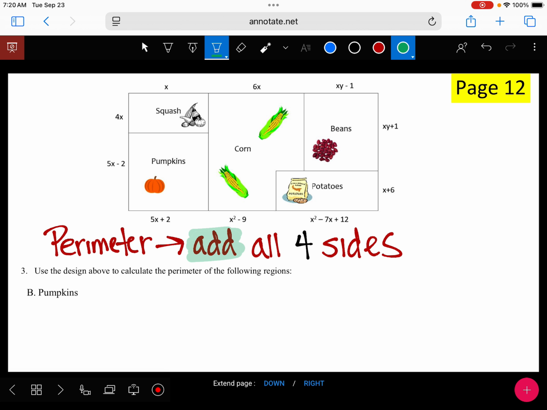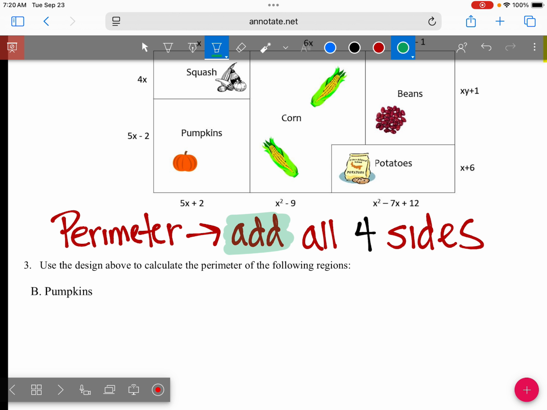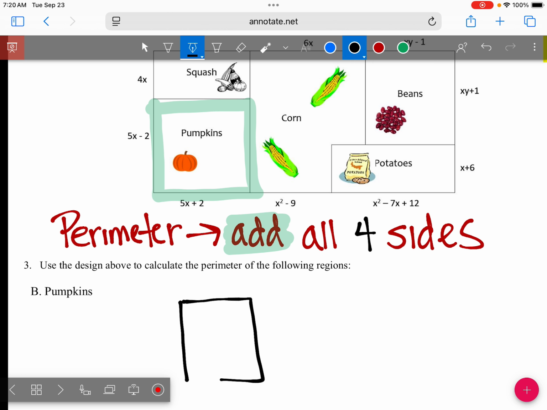So I'm skipping over a few. So I went to part B. Part B is the pumpkins. So this is the pumpkin patch right here. I'm going to go ahead and just draw that rectangle. They told us that this side is 5x minus 2. And they told us the bottom side is 5x plus 2.